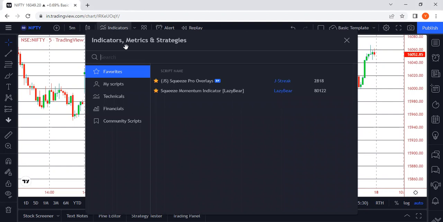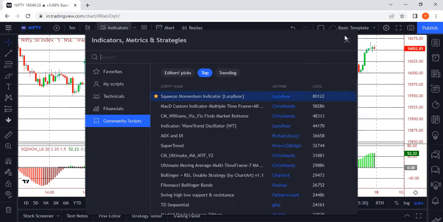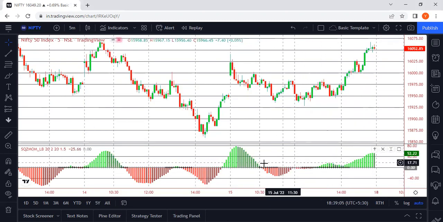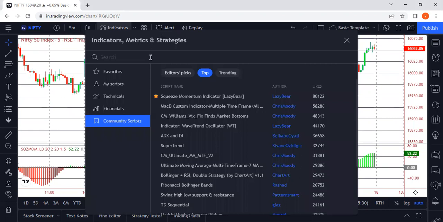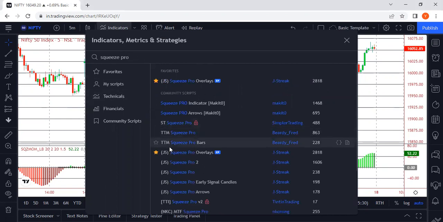What I'm going to do is go to community scripts. In that you have to select top and see this indicator, Squeeze Momentum Indicator by LazyBear. Just click on it, it will get added. Now you see this is the indicator. Now one more indicator, you just have to type squeeze pro. If you see this one by JStreak, JS Squeeze Pro Overlays, just add it.